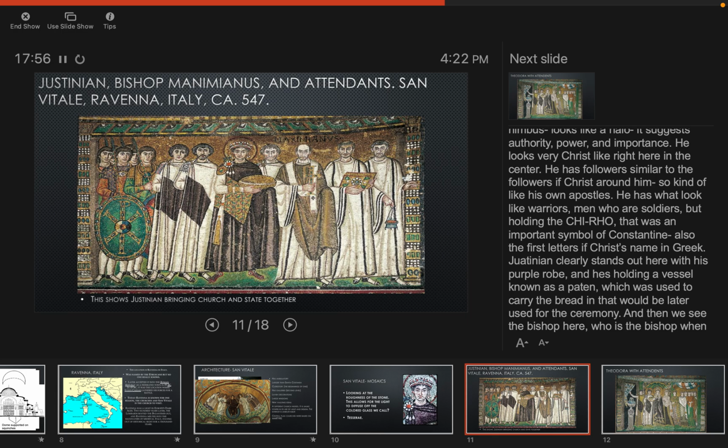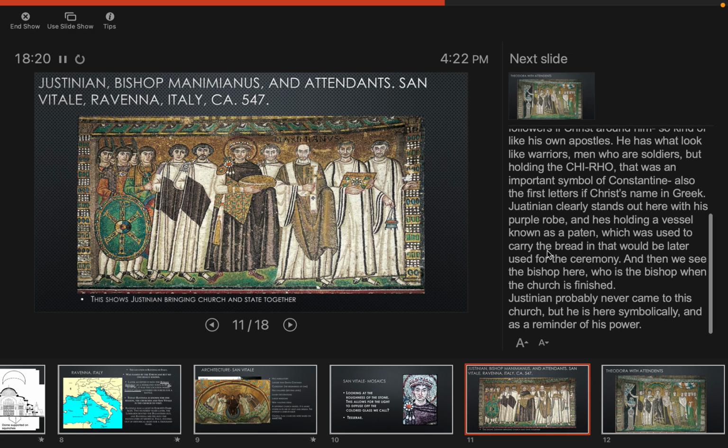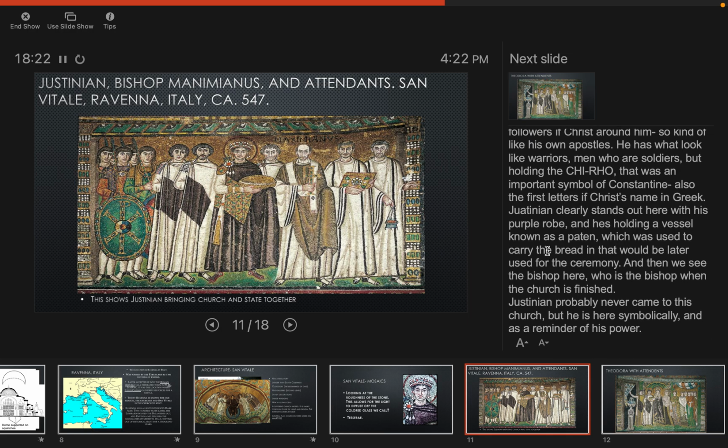Justinian clearly stands out here with his purple robe. He's holding a vessel known as a paten, which was used to carry the bread that would be later used for the ceremony. And then we see the bishop, who is, of course, the bishop of the church when the church was finished. Justinian probably never came to this church, but he is here symbolically, just a reminder of his power.